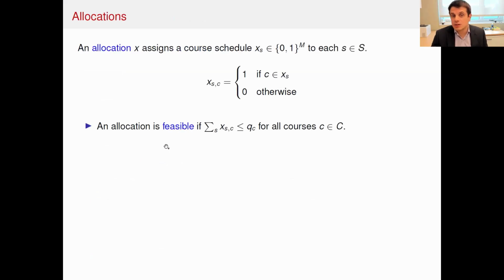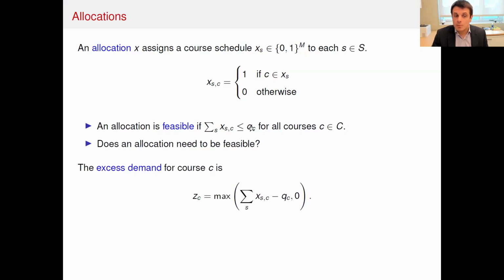So an allocation assigns a course schedule, X_S, that basically is an m-dimensional vector of 0s and 1s, and it's easy to understand the notation. If it's 1, then the course is assigned to the student S. If 0, it's not assigned. An allocation is feasible if the total number of assignments is less than capacity. But does an allocation need to be always feasible? No, we allow for some errors. So for example, we denote the excess demand for course C as the maximum of oversubscription and 0, right? So some courses can be oversubscribed, and we try to minimize this error. That would be clear on the next slide. But before I move on, the next slide will present our mechanism, and then I will talk about the properties. I want to make sure that notation is clear.